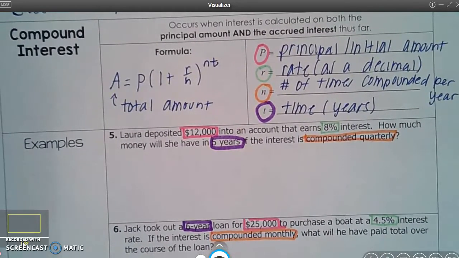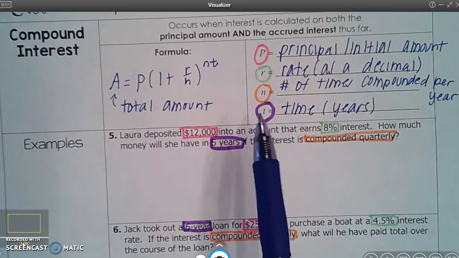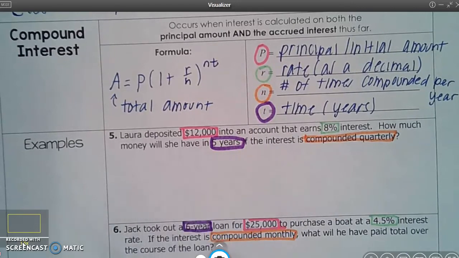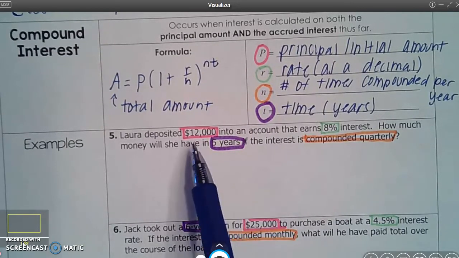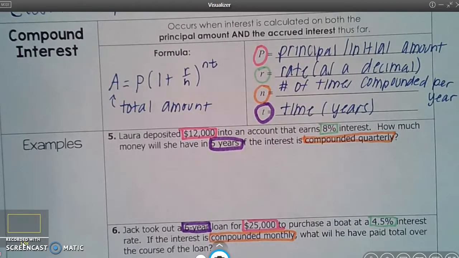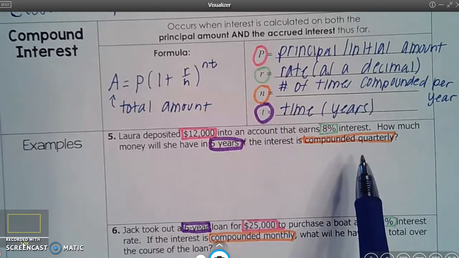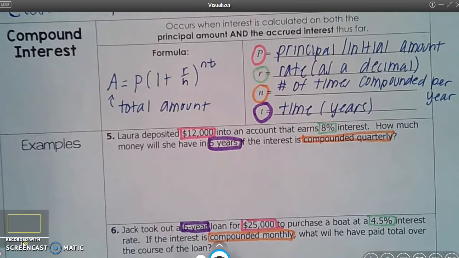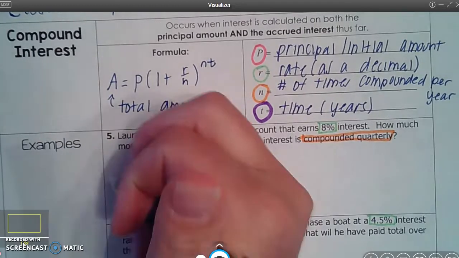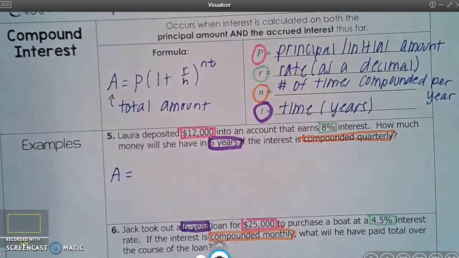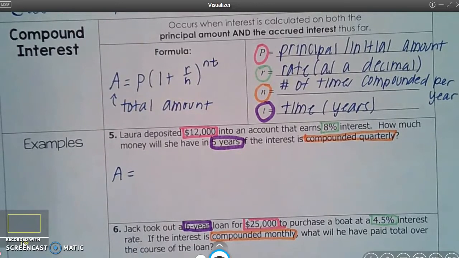Okay, so we just need to make sure that you understand what everything means and how to simplify it. So I originally am going to deposit $12,000 into an account, P, my initial amount. I'm going to do 8% interest, and you're compounding quarterly, and I'm doing this over a span of 5 years. So when we get this started, that means I'm trying to solve for A. I'm trying to figure out the total amount that's invested within this account, okay?